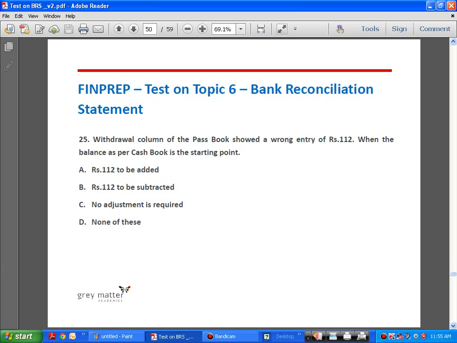Next, withdrawal column of the passbook showed a wrong entry of rupees 112 when the balance as per cash book is the starting point. Okay, so the withdrawal column is showing a wrong entry of 112. It means that the balance as per passbook is less than the balance as per the cash book, and so when we are starting with the balance as per cash book, we have to subtract 112.